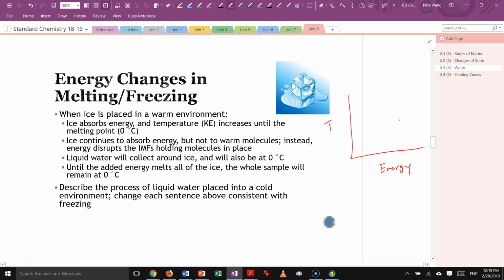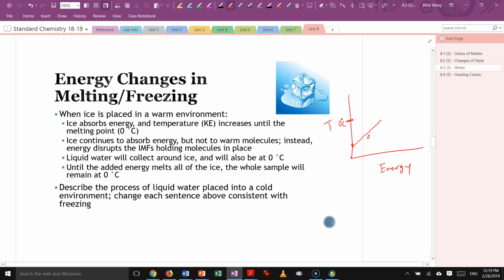And so what I'm going to do is arbitrarily mark this point right here. We know that this is 0 degrees Celsius, or at least we know that the freezing and melting point of ice and water is 0 degrees Celsius. I'm going to make that mark right there. So let's say we have a sample that's really, really cold, like a frozen piece of ice. Well, what I'm going to do is start putting in energy.